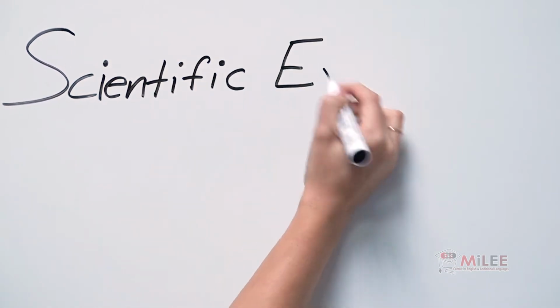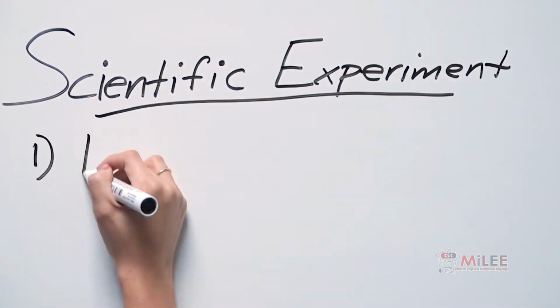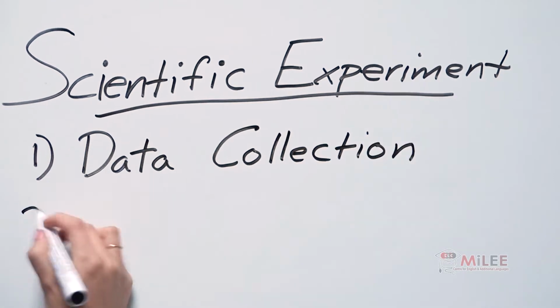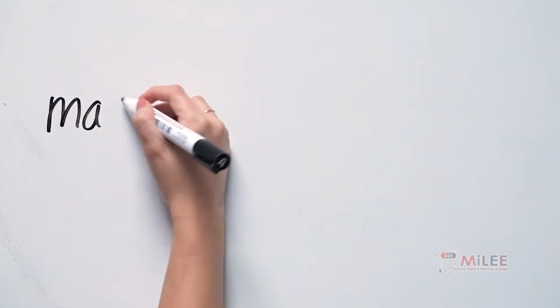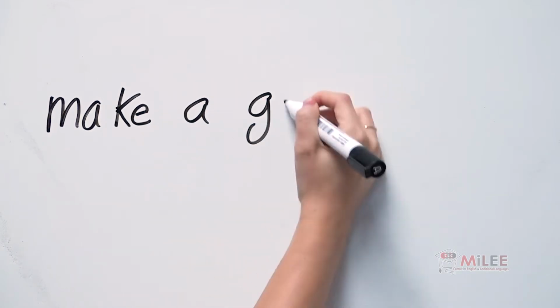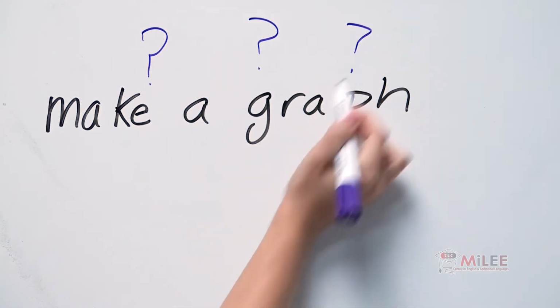There are two main parts to any scientific experiment: data collection and data analysis. Scientists can collect all the data they want, but it won't mean anything until they've analyzed it. One of the best ways to analyze and visualize data is to make a graph.